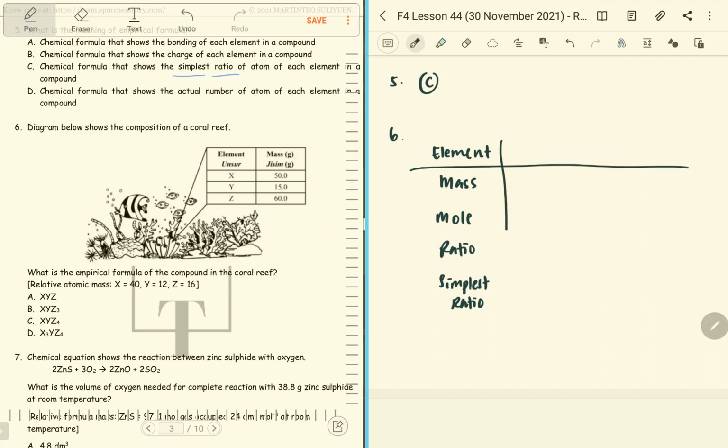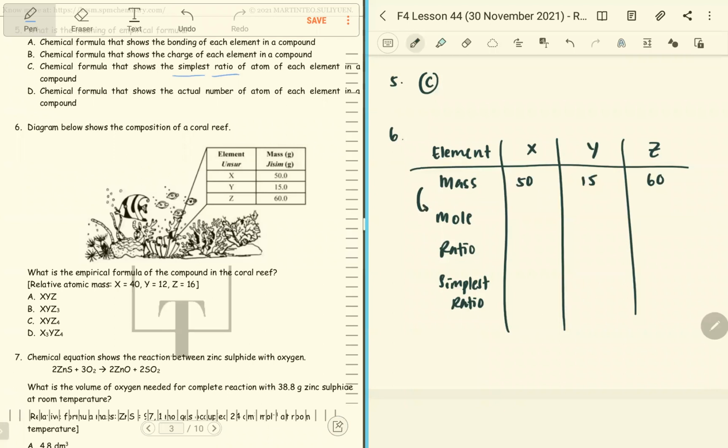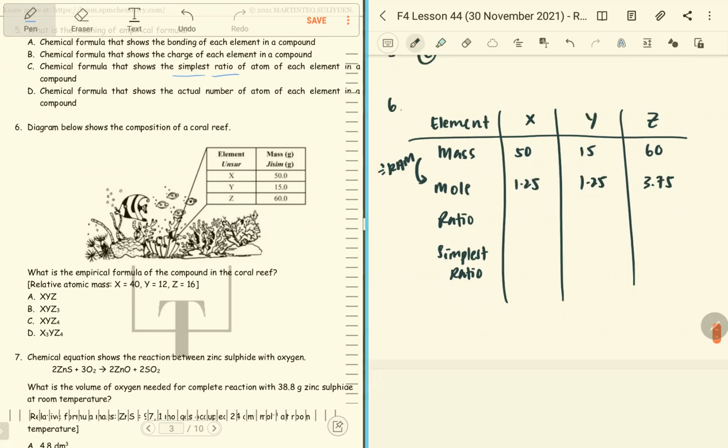So we have our element. Here we are already given X, Y, and Z. The second row is our mass, which we are given already: 50, 15, 60. Mass to mole: divide by RAM. So 50 divided by 40, I get 1.25. 15 divided by 12, I get 1.25. 60 divided by 16, I get 3.75. Then the third row, mole to ratio: divide by the smallest mole.